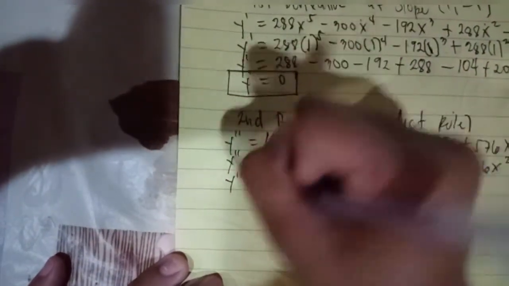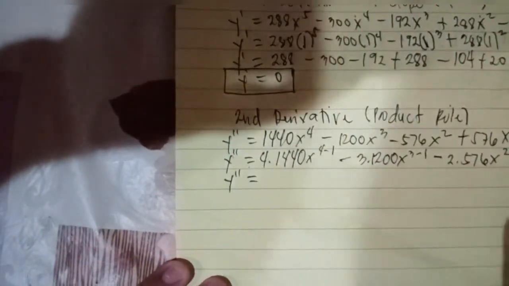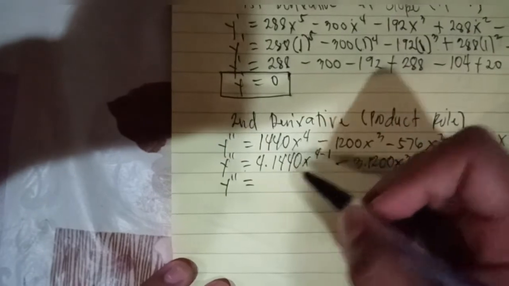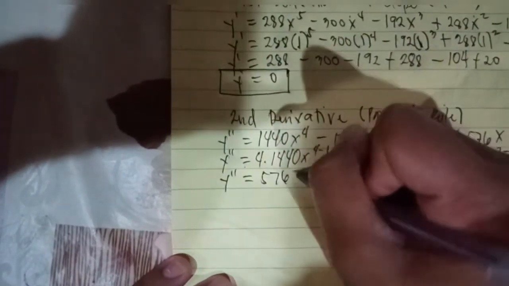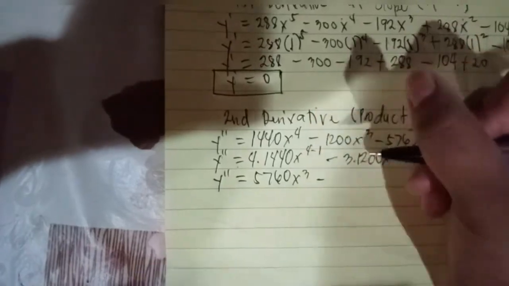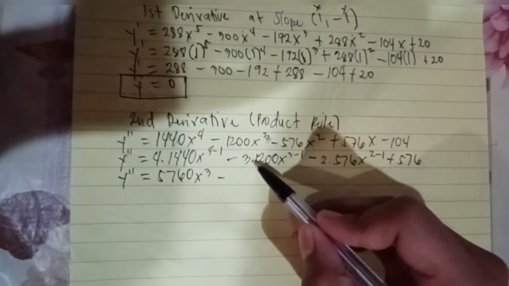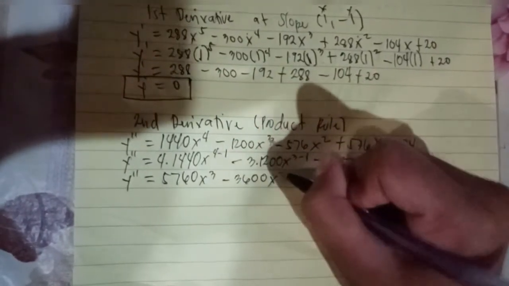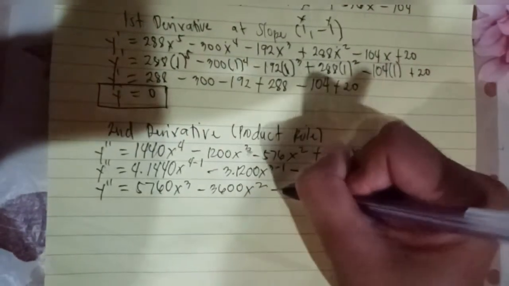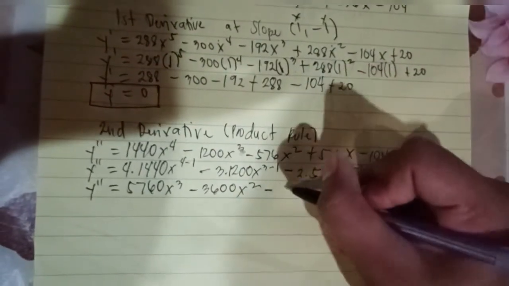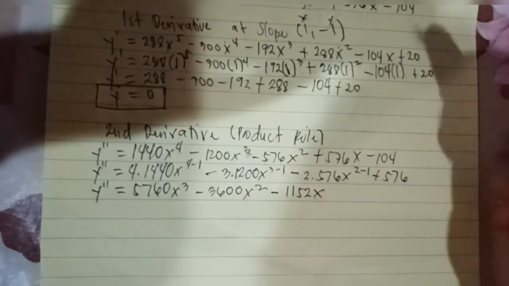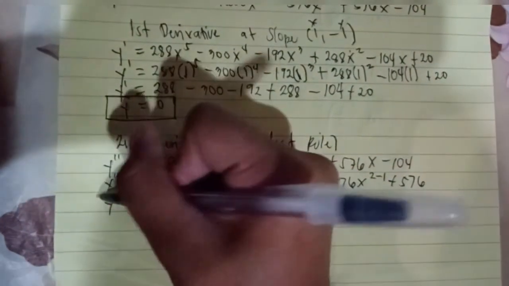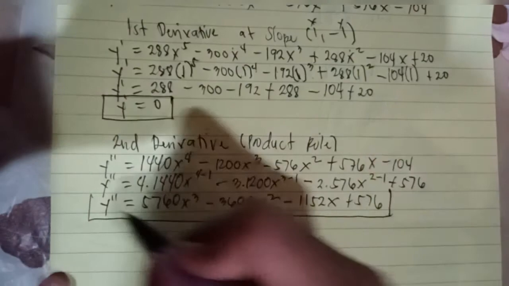So the second derivative is equal to, we are going to simplify this expression now. So 4 times 1440 is equal to 5760x raised to the power of 3, minus 3 times 1200 is equal to 3600x raised to the power of 2, minus 2 times 576 is equal to 1152x, plus 576. So this is now our answer using product rule.